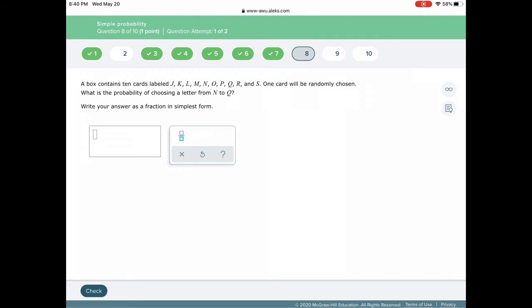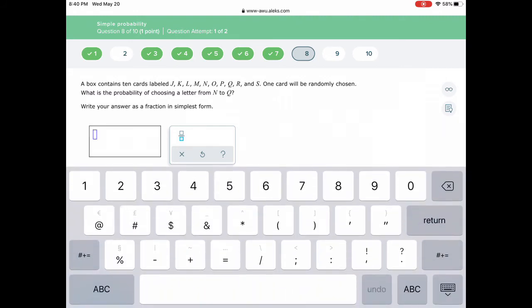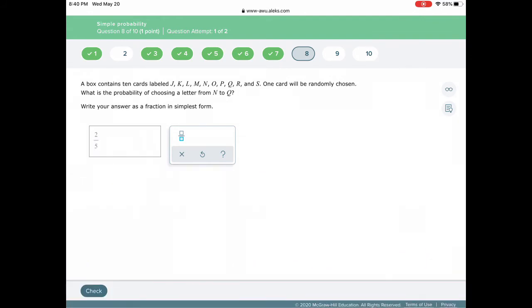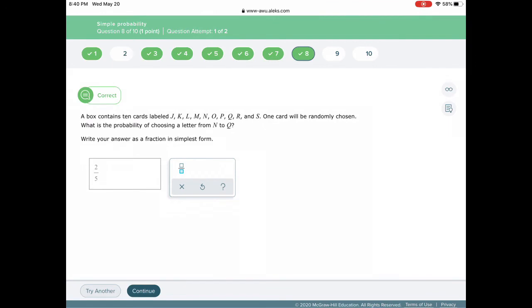Same thing here. Box contains 10 cards labeled J through S. They want to know N through Q. So if you just look at it, I see 4 out of those 10, which is going to simplify to 2/5. I don't think we need to spend a lot of time on this problem because we already saw one very similar to it.